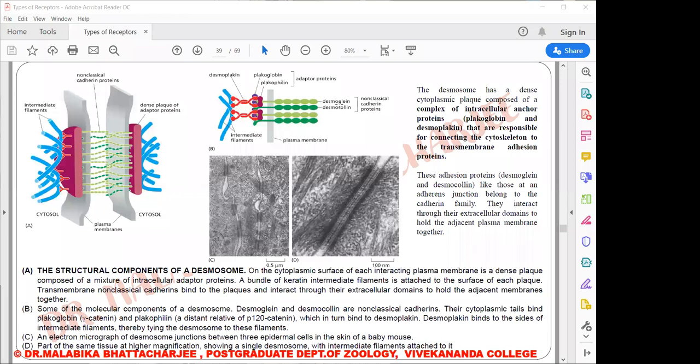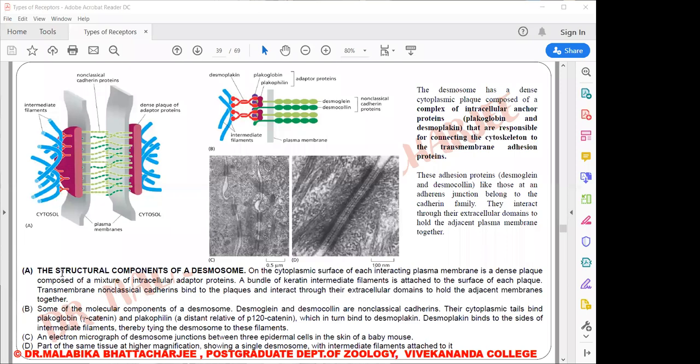And as a result, they would prevent the binding of the desmosomes of the two adjacent cells, resulting in the loosening of the skin epithelium and severe blistering of the skin. So it was this particular disease that actually highlighted the importance of the desmosomes in bringing the cells together. So this is a well-known disorder.